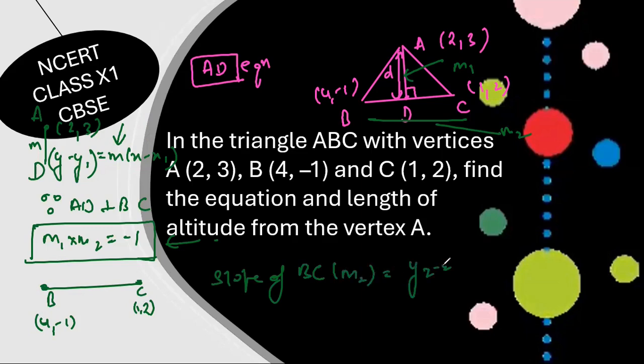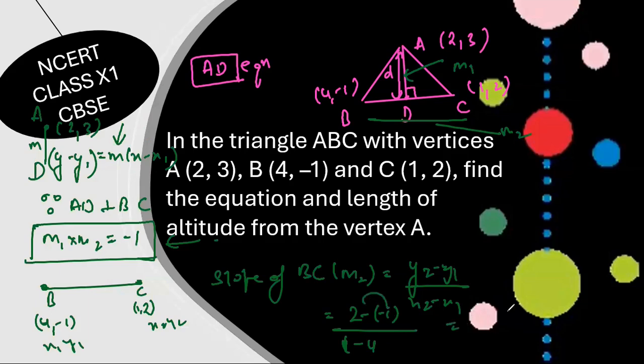Direct formula: y2 minus y1 over x2 minus x1. I am taking this as x1, y1 and this as x2, y2. It's your choice, you can take vice versa also. So y2 is 2, y1 is -1, and x2 is 1, x1 is 4. So 2 plus 1, because minus minus is plus, which is 3, and 1 minus 4 is -3. This will give you -1. So the slope m2 that we have is -1, right?